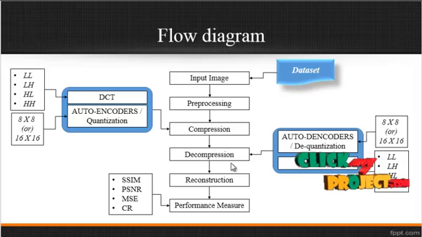After the decompression, the image will be reconstructed by this module, and then the performance will be evaluated by means of SSIM, PSNR, MSE and CR. SSIM indicates the structural similarity index matrix, PSNR indicates the peak signal to noise ratio, MSE indicates the mean square error, and CR represents the compression ratio.